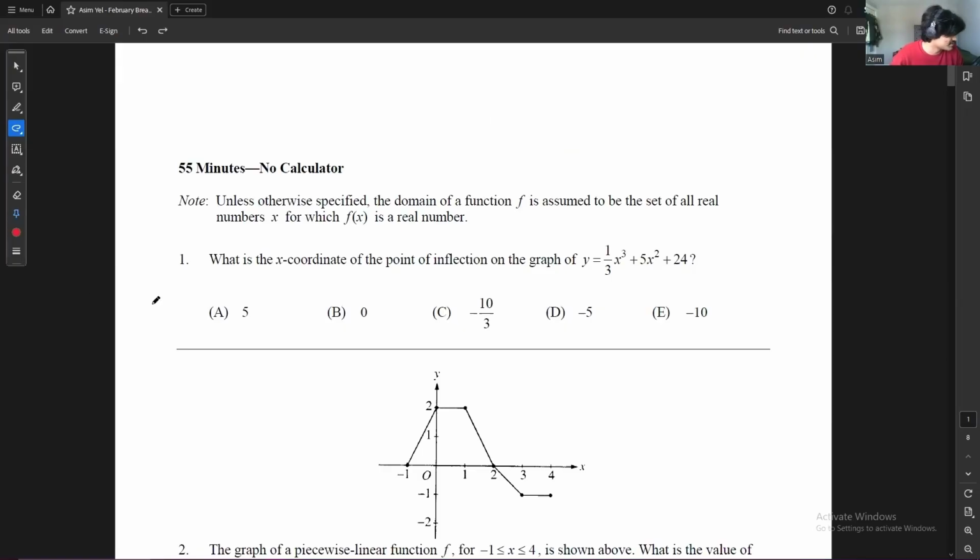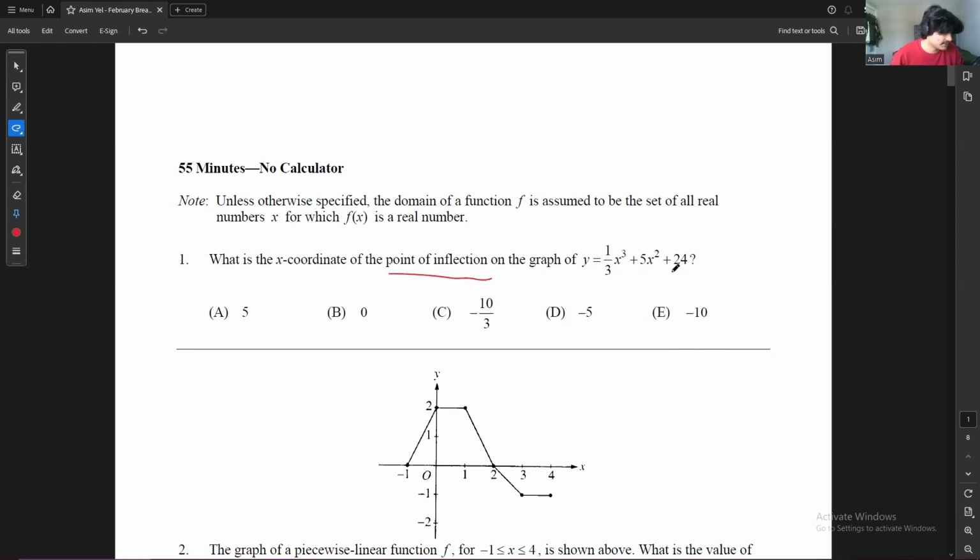So let's just get started with the first question. What is the x-coordinate of the point of inflection on the graph y equals 1/3 x cubed plus 5x squared plus 24? All right, so in order to find our point of inflection, we're going to take the second derivative, set that equal to 0, and obtain an x value for that, and then that's going to be our answer.